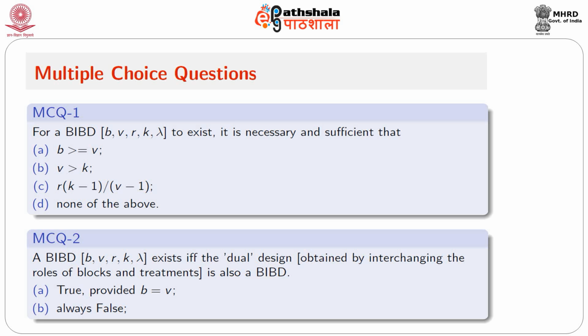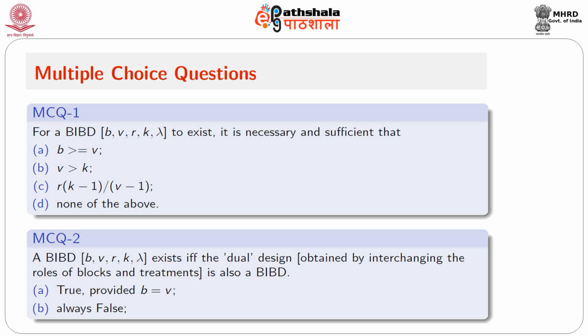But we have already seen earlier that even though these combinatorial identities are satisfied, namely bk equal to vr and lambda into (v minus 1) equal to r into (k minus 1), it is not necessary that a design will exist. So you have to keep that in mind. This is a very strong statement, necessary and sufficient. So you have to be careful.